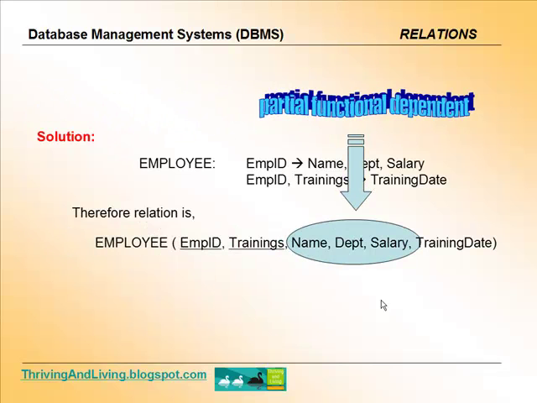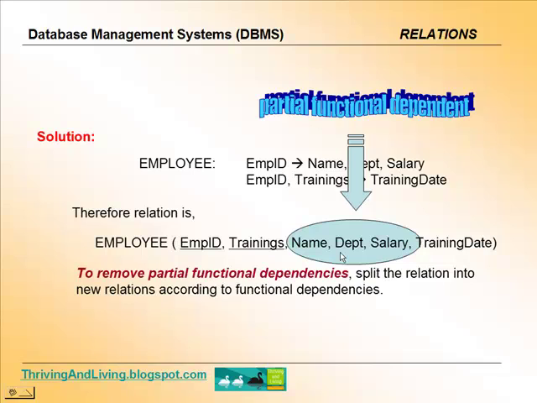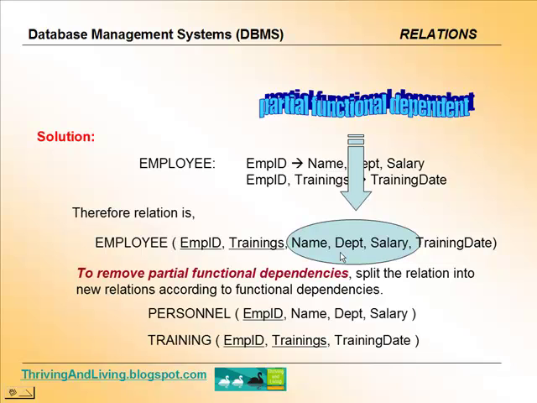But name, department, and salary are all dependent only on employee ID. We call these three partial dependents. To remove partial dependency, we split our existing table into two new relations. Here in our example, we created personnel and trainings.